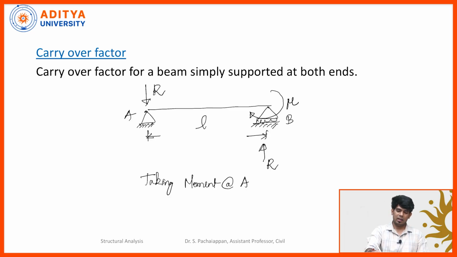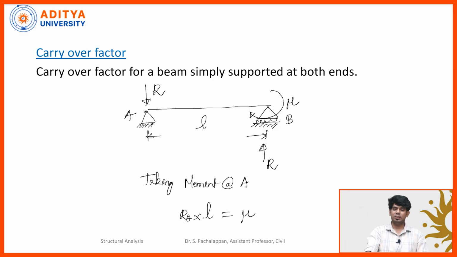You see, RA multiplied by the length L is rotating in an anti-clockwise direction. Then what is rotating in a clockwise direction? The clockwise couple is mu.